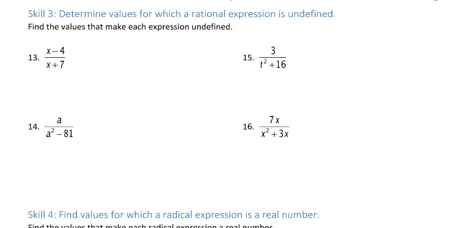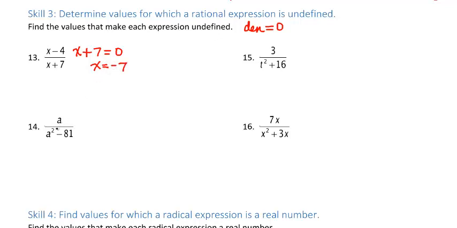Skill 3 is to determine values for which a rational expression is undefined. We've talked about this several times before, but a rational expression is undefined when the denominator is 0. And so we'll set the denominator equal to 0. In the expression x minus 4 divided by x plus 7, we set x plus 7 equal to 0. Therefore, it is undefined when x is negative 7.